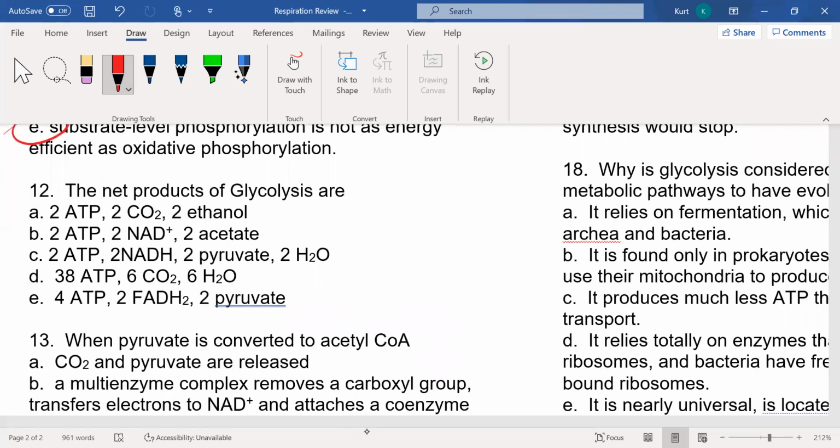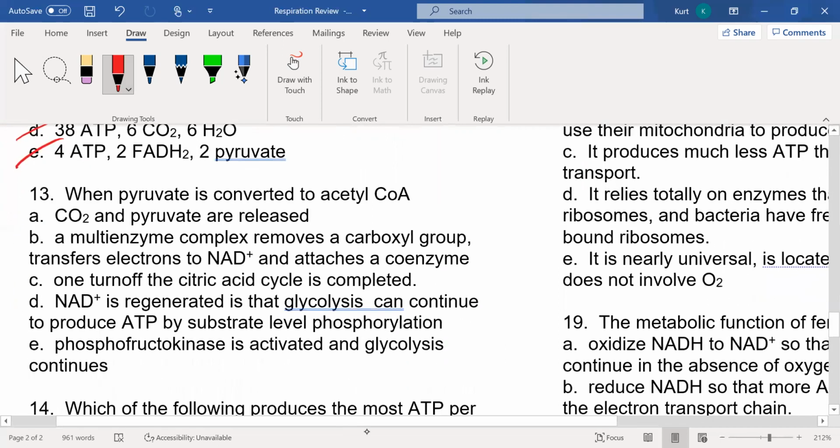You don't make CO2 in glycolysis, so A is wrong. Acetate, nope. You don't make that much ATP in glycolysis, and you don't have FADH2 in glycolysis. C is the correct answer. Process of elimination. Number 13, when pyruvate is converted to acetyl coenzyme A, CO2 and pyruvate are released. That is a fact. Let's see what the others look like. A multi-enzyme complex removes a carboxyl group, transfers electrons to NAD+, and attaches a coenzyme.